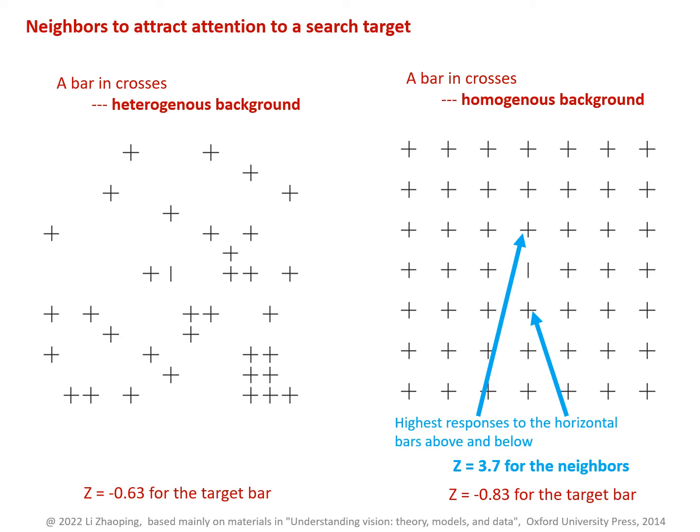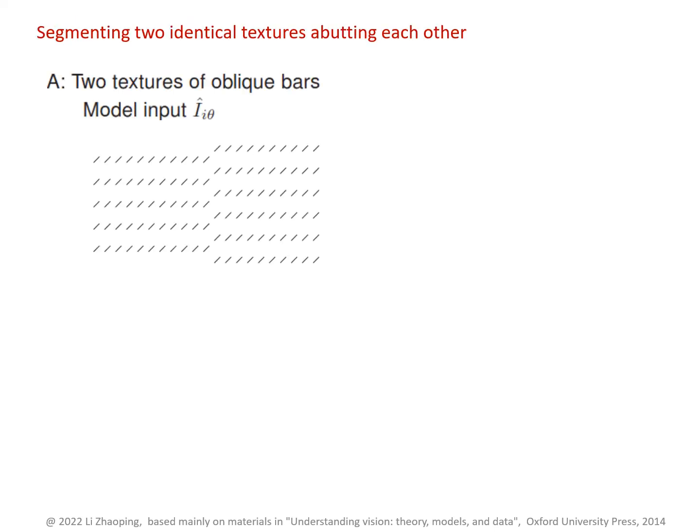They give a high z-score of 3.7 because the background responses are quite homogeneous, so a response only needs to be slightly higher to give a high z-score. But in the image on the left, the most salient neighbor's z-score is much lower because the background responses are more heterogeneous.